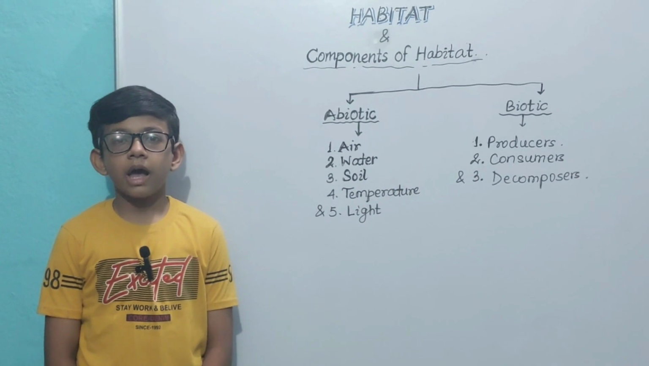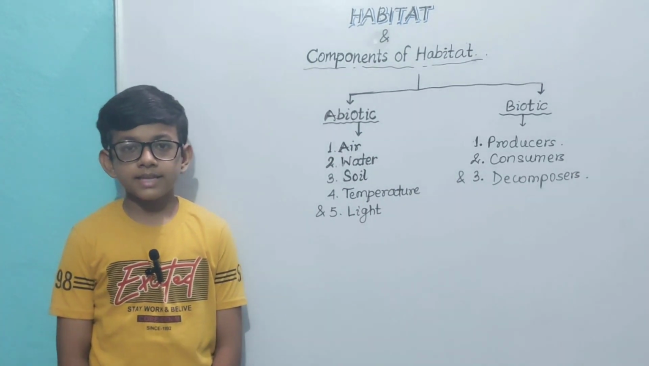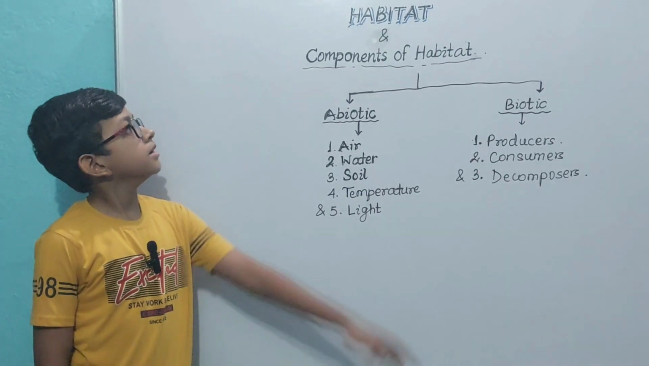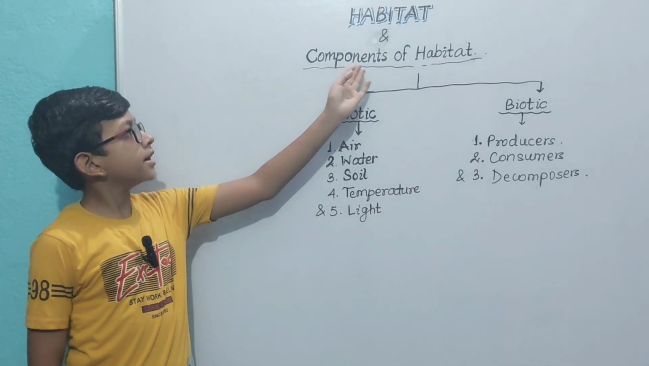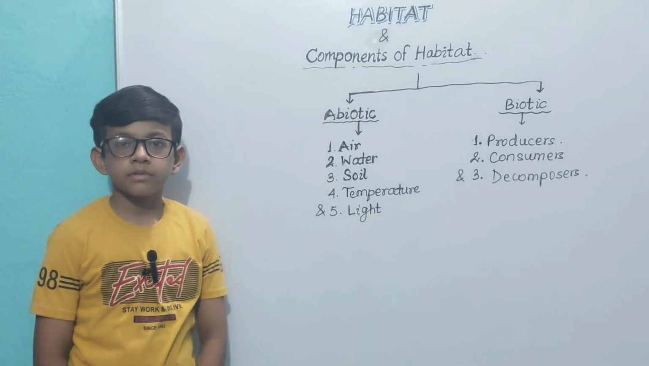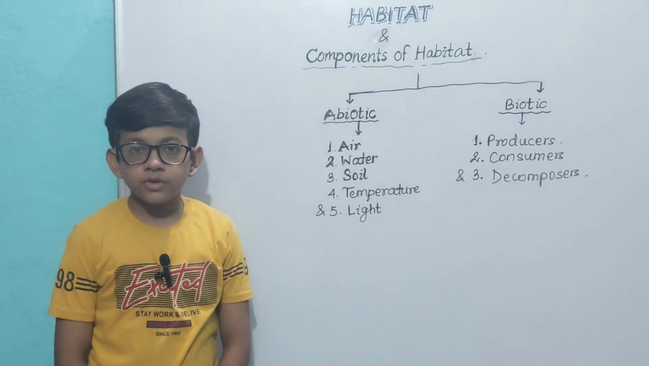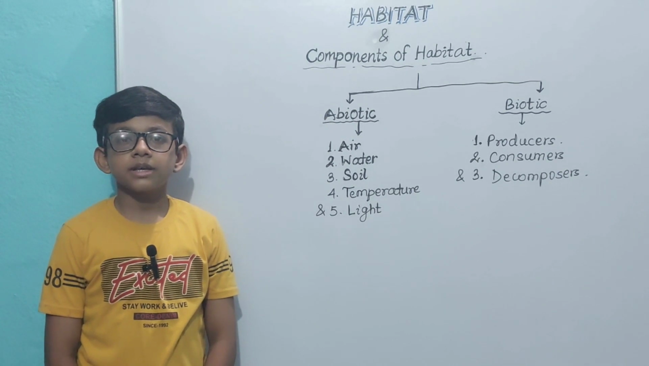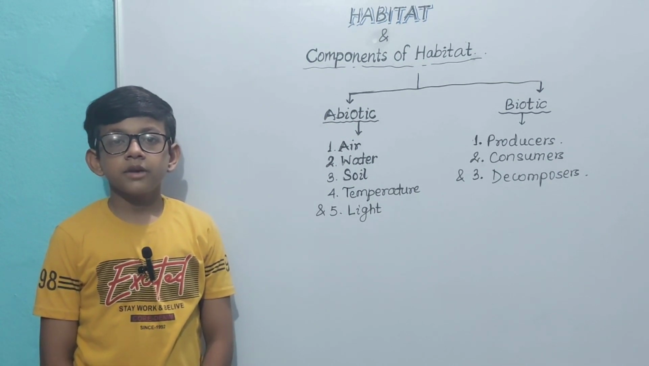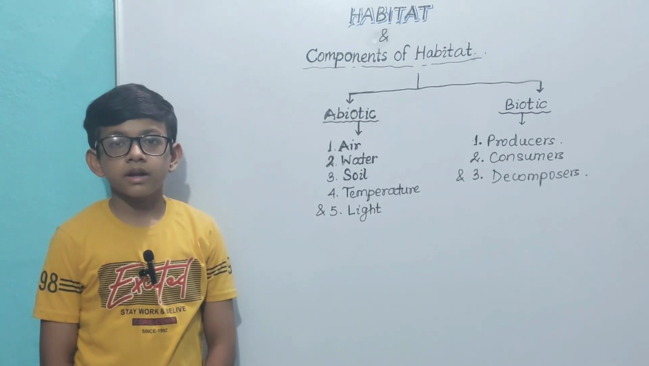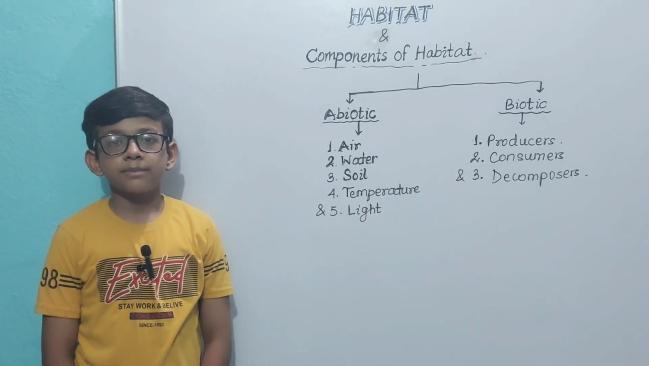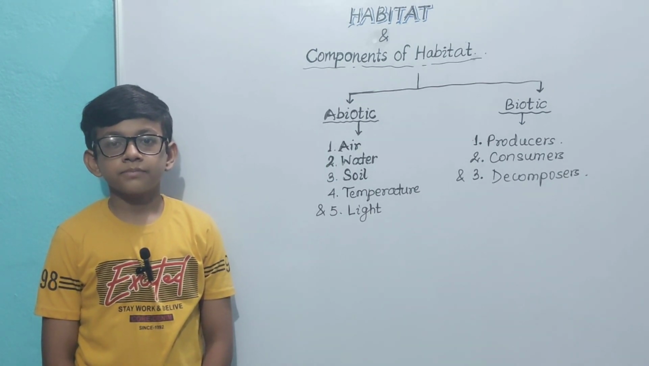In the previous video, I have described characteristics of living things. Today, I am going to describe habitat and components of habitat. So first of all, we will know what is habitat. Habitat is a place where an animal lives or resides. Different animals have different habitats. Habitats can be a forest, a grassland, a water body, etc.